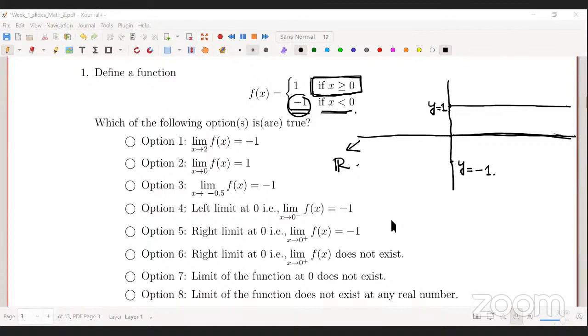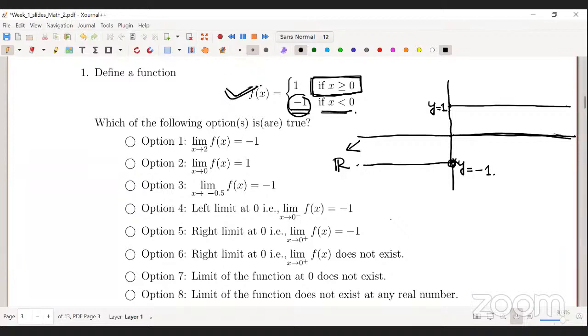So if x is less than 0, then the value of the function is -1. This point is not included because, as you know, the value of a function at a particular point cannot give you two different things. Since we have already defined the value of the function at 0 to be 1, we cannot define f of 0 to be -1. So this point is not included. This is the graph of f of x.